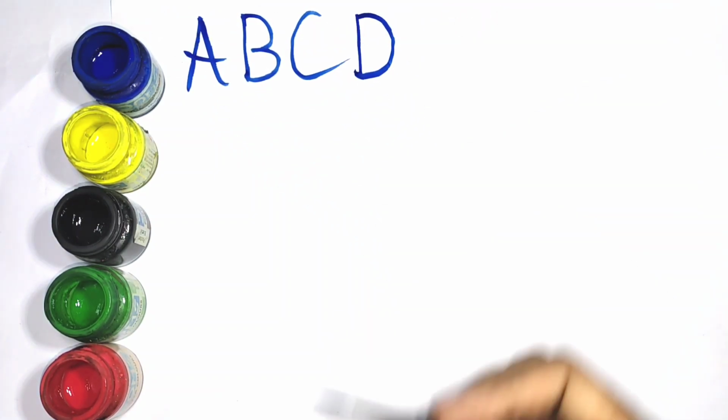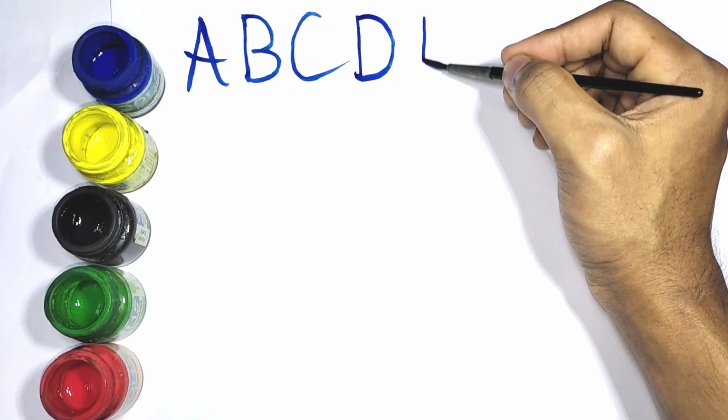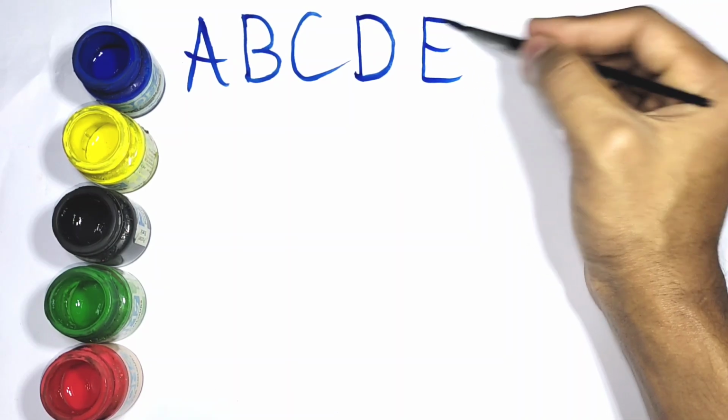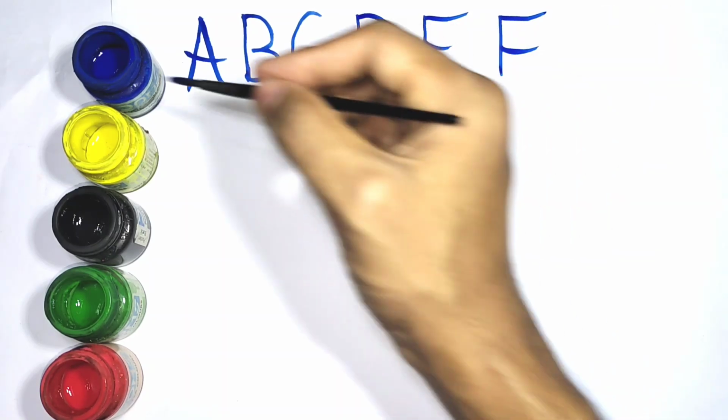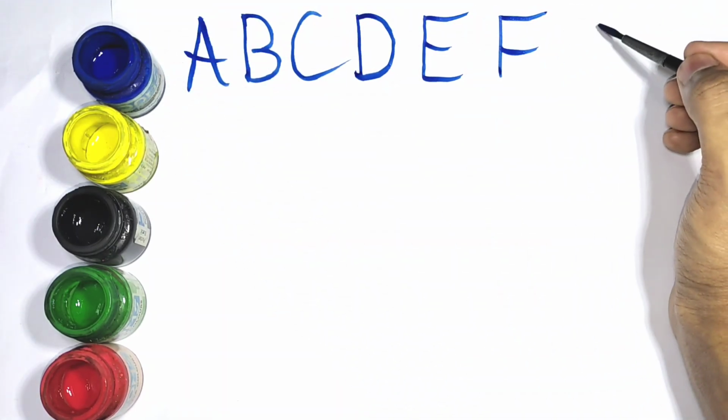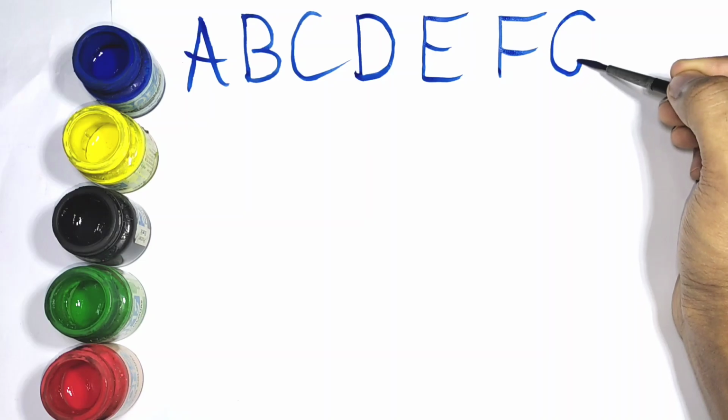The next one is D. D for dog. Now we draw E. E for egg. Kids, the next one is F. F for fish, F for fan. The next one is G. G for goat.